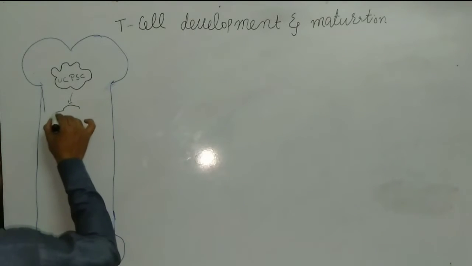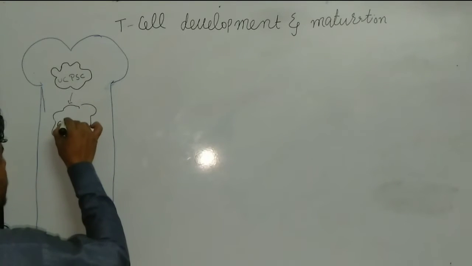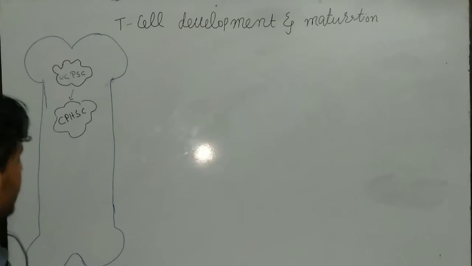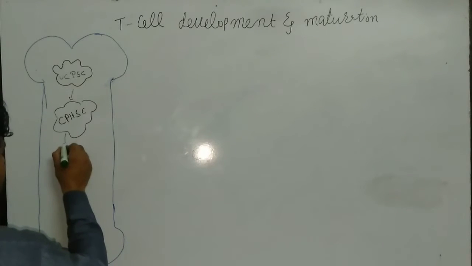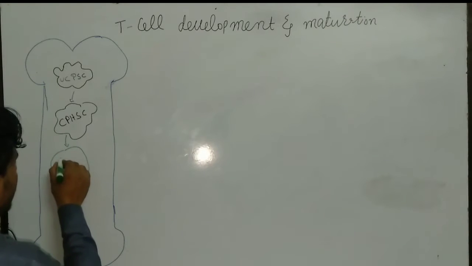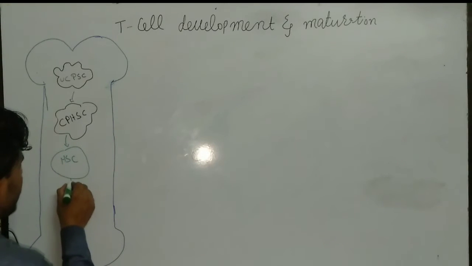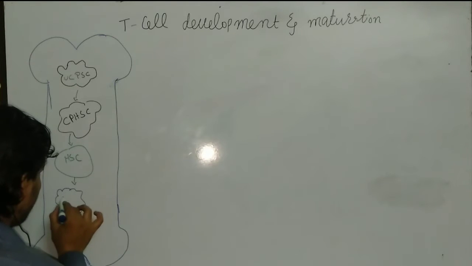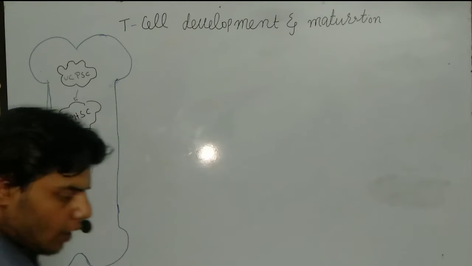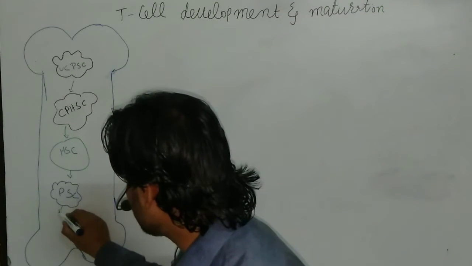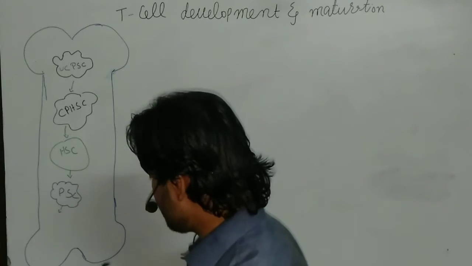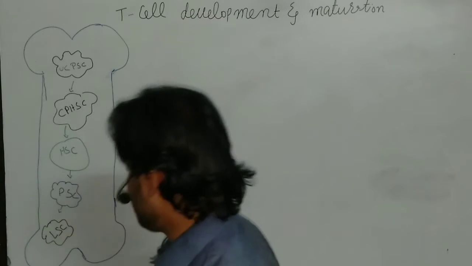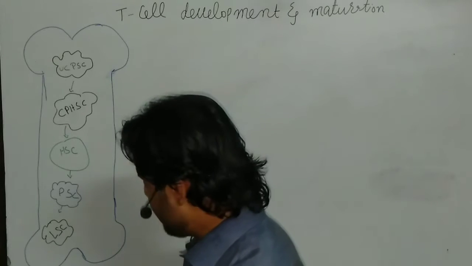So let me write. This is the cumulative pluripotent hemopoetic stem cell. After that this cell will be converted into hemopoetic stem cell. This hemopoetic stem cell will then convert into pluripotent stem cell. After that it will be converted into lymphoid stem cell.